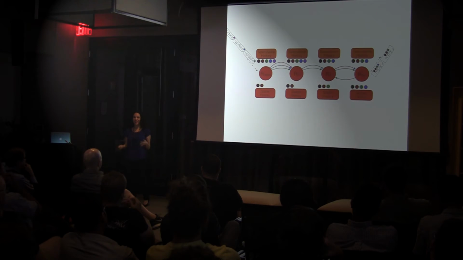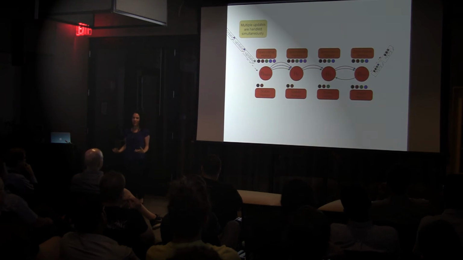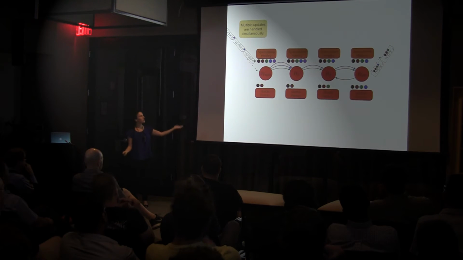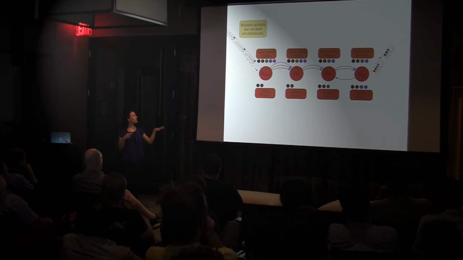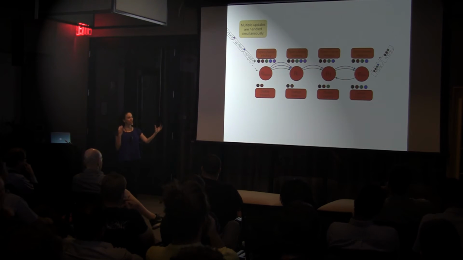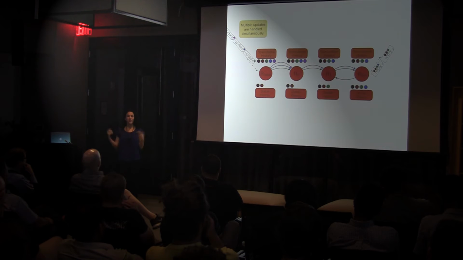But in reality, it looks more like this because we have multiple updates happening at the same time. So we have a green update, a blue update, a purple update. Histories have different lengths. When you look at a chain replicated system, it's not easy to understand how you can read from different nodes. For example, if I decide to read from R2, what kind of consistency does that give me if another client reads from R3?